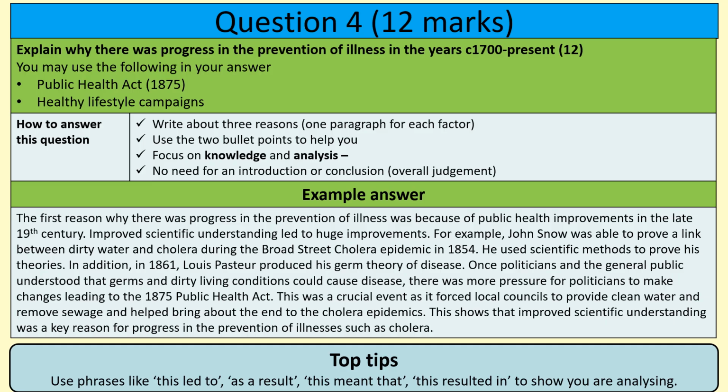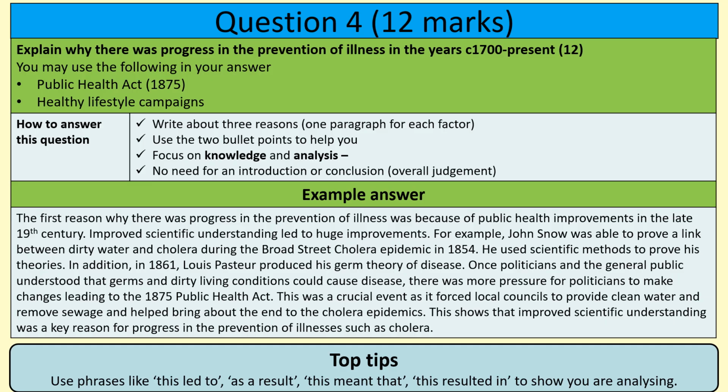The first reason why there was progress in the prevention of illness was because of public health improvements in the late 19th century. Improved scientific understanding led to huge improvements. For example, John Snow was able to prove a link between dirty water and cholera during the Broad Street cholera epidemic in 1854. He used scientific methods to prove his theories.